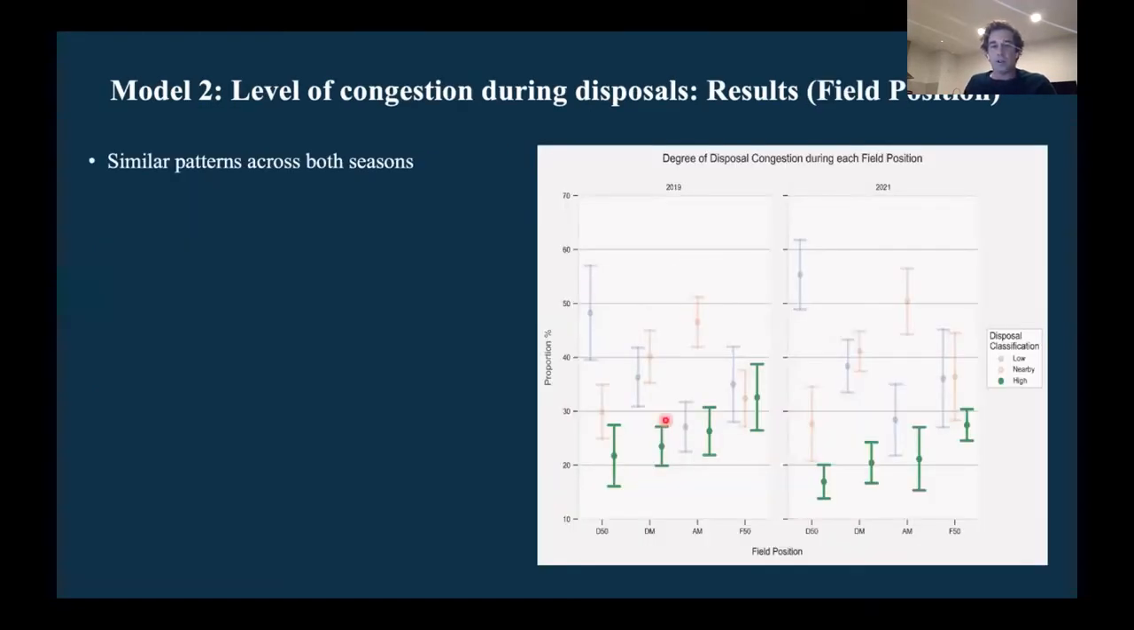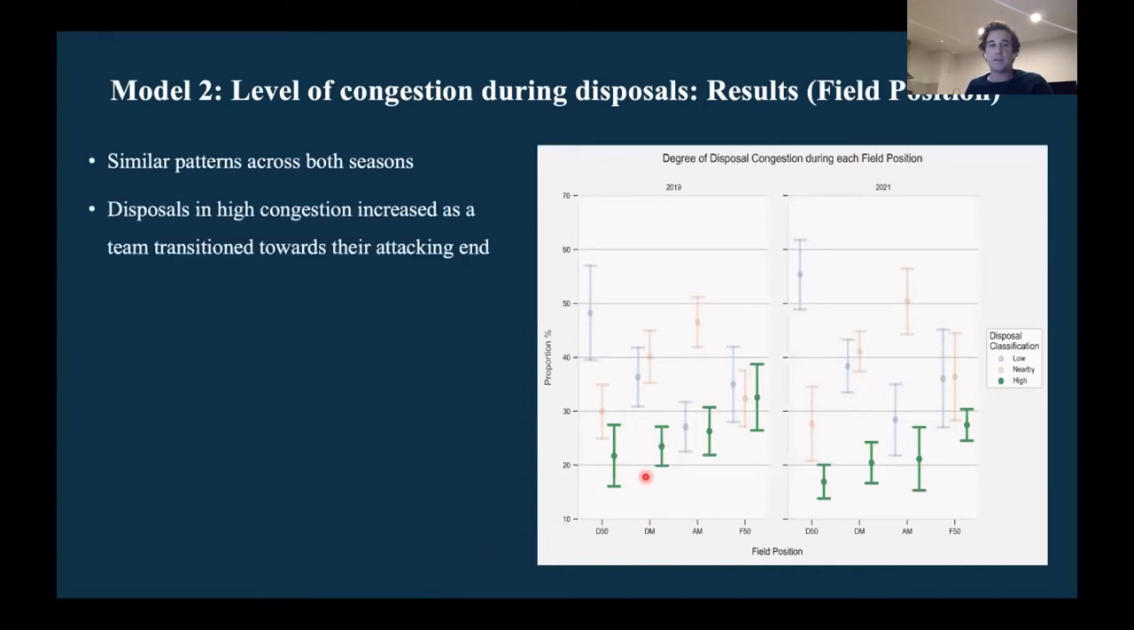When we compare across the field positions, so defensive 50 right through to your attacking end, your forward 50, we can see a similar trend across both seasons. That is, once you move towards your attacking end, the number of disposals in high congestion increases, which makes sense. Players put more pressure on the ball carrier once it gets towards the end that they're defending at. We can see a similar trend in nearby congestion when you go from D50 to the middle part of the ground, and then conversely, outside congestion drops off.